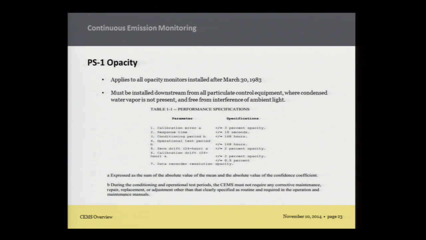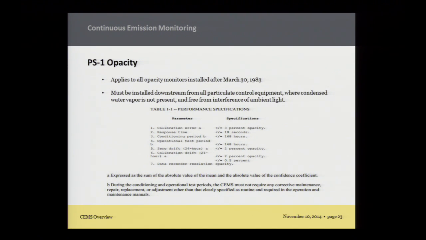So some of the performance specs there, calibration errors, you know, has to be less than or equal to 3% opacity. The response time is less than 10 seconds. Your conditioning period has got to be less than or equal to 168 hours.